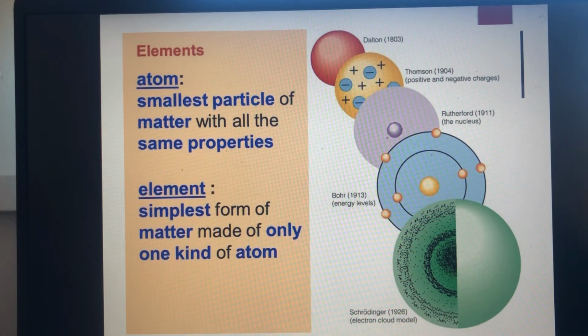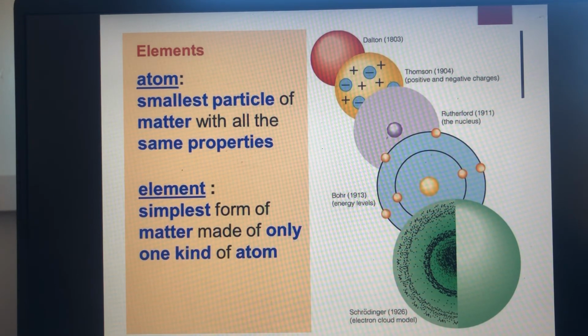If we say carbon is an element, all carbon elements are made up of the same kind of atom. A hydrogen element, all hydrogen elements are made up of all the same kind of atoms.